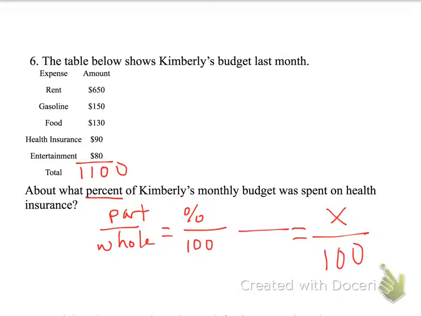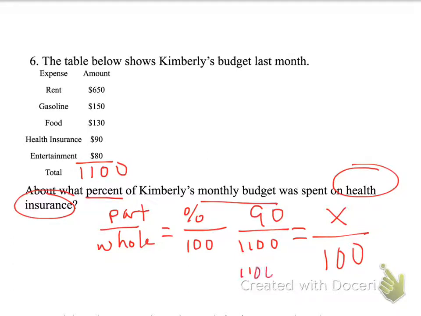So x goes over 100. My part is the health insurance. And so she spends $90 on health insurance. My whole for the monthly budget is going to be 1,100. So when I solve this proportion, I get 1,100x equals 9,000. And so when I divide 9,000 by 1,100, I get x equals, where the percent is about 8%.